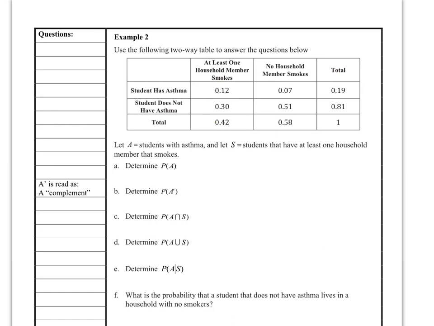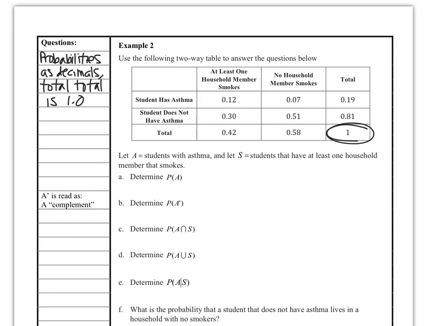0.12 plus 0.3 gives us 0.42. Or add straight across. But one thing I want you to notice is that every time you have decimals, the total is always out of 1.0. So I'm going to write that off to the side. As I just said, probabilities as decimals, then your total is out of 1.0. All right, so they say let A be students with asthma. So wherever I see that category on my table, I'm going to put A. And let S be students that have at least one household member that smokes.